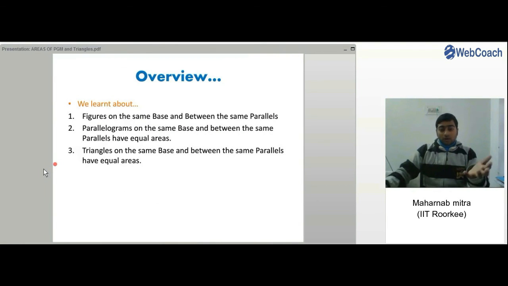So in this class we have learnt how to classify figures on the same base and between the same parallels, and also we have learnt about parallelograms and triangles which have the same base and lie between the same parallels and they have the same areas, right? And we have also learnt how to use them to solve different questions.